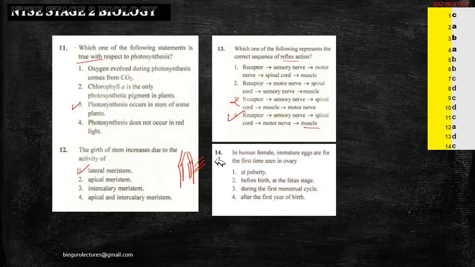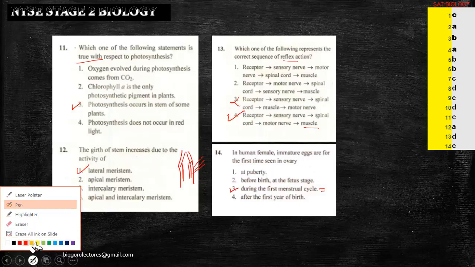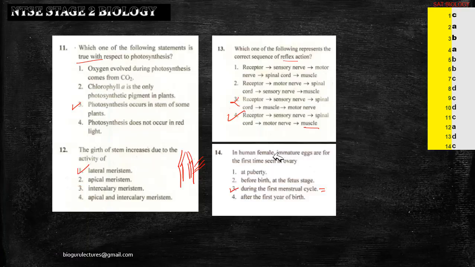Next, question 14. In human female, immature eggs are for the first time seen in ovary. So what do we call that? It is called first menstrual cycle, and we have one specific biological name. If you possibly recollect, we call that the menarche. Menarche is a condition where the first menstrual cycle is seen in the female.